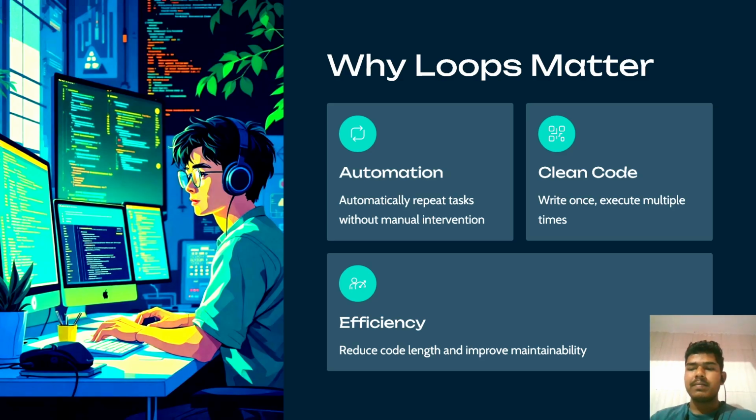Why loops matter? Loops are very important in programming because they help with automation. It means the tasks automatically repeat. Clean: the code becomes short and readable. Efficiency means the code becomes easy to maintain.